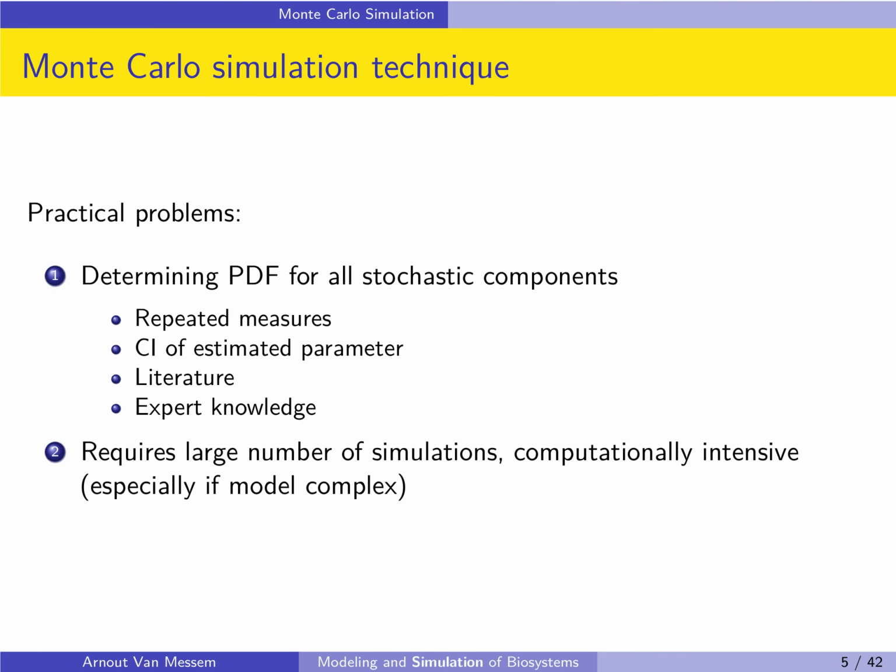Monte Carlo simulation comes with some practical problems. First of all, you need to determine the probability density functions for all the stochastical components. Sometimes this is easy, other times this might be a lot harder. How can you do it? You could do repeated measures, so you could do a small sample and see what happens on this sample. You could know a confidence interval of the estimated parameter. You could determine it through literature study or through expert knowledge.